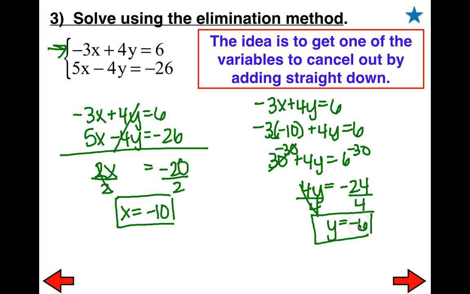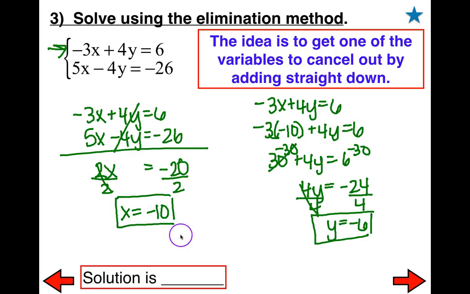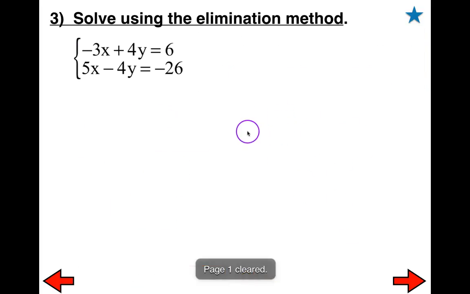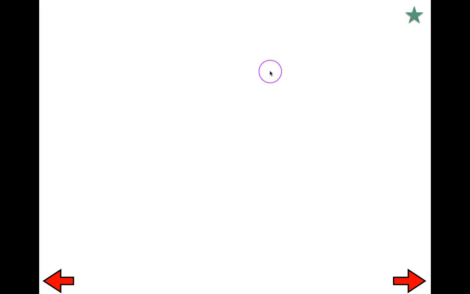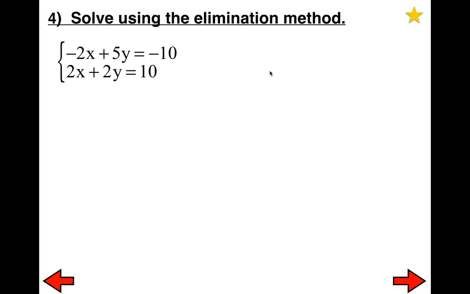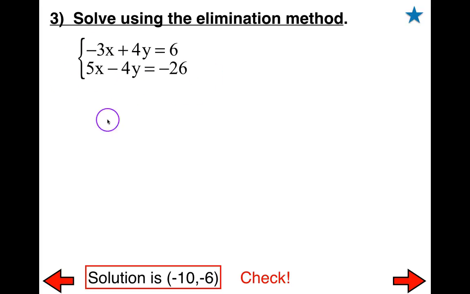So now that we have a value for x, we have a value for y. I'm going to go ahead and say that I think the solution is negative 10, comma negative 6. And you know that I always say I think because we still need to check our work. So let's quickly check our work to see if we have the right answer or not. Whoops, again, I keep getting ahead of myself. Let's go back. I'm going to go ahead and plug in my values. Negative 10 for x's and negative 6 for y's.